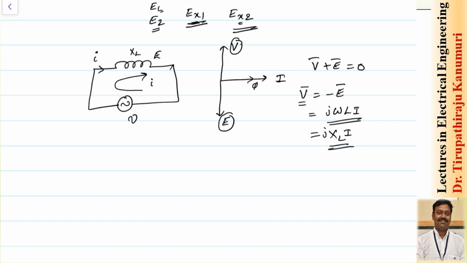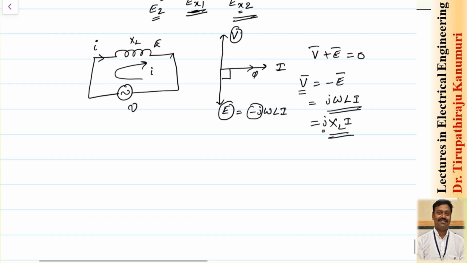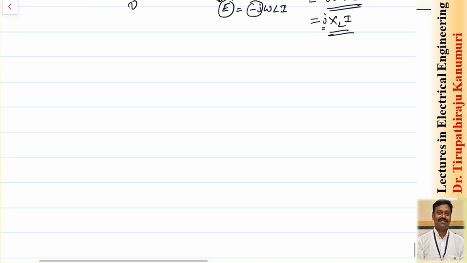That means that j is indicating that it is leading the respective value of the current, plus j. So minus j means it is lagging the respective value of current. Or we can tell that E is equal to minus j omega L into I, this is XL multiplied by the current. This negative sign, minus j, indicates this is lagging behind the current by some angle. Please remember this one.